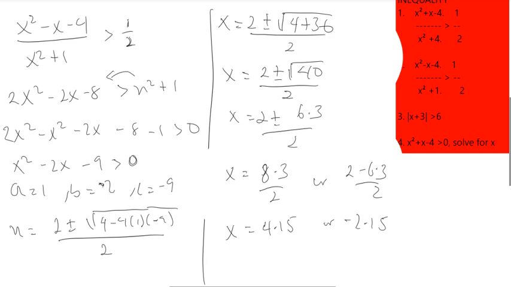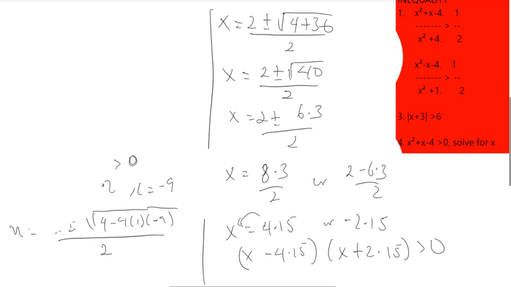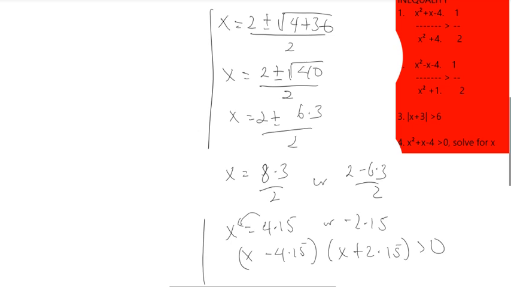Now these are our values for x. Let's bring it back as if we want to get the quadratic equation from the beginning. So this one is going to come to the other side of x. So we have x minus 4.15 in brackets multiplied by x plus 2.15, and we're going to use the sign that is in this place, that is greater than, so it's going to be greater than 0. Alright, so let me rewrite it. So we have x minus 4.15, and here we have x plus 2.15. This is greater than 0.